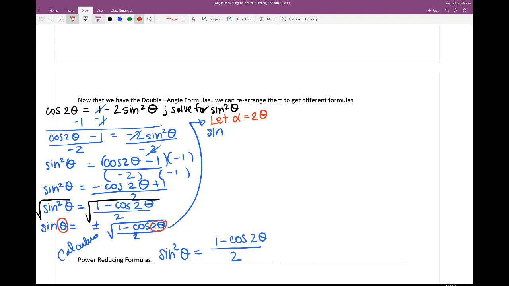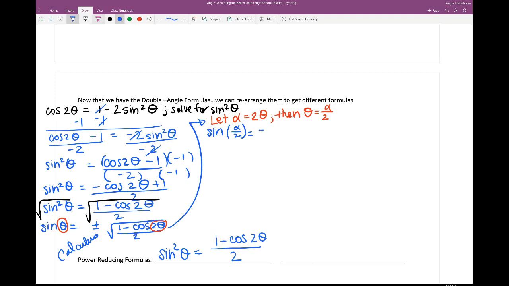Okay, so let's think about this. If alpha is 2 theta, then theta, if I divide this by 2, theta is alpha divided by 2. Would you agree? Keep that in mind. So sine of theta is now what? I no longer use theta, but I'm going to use alpha divided by 2.